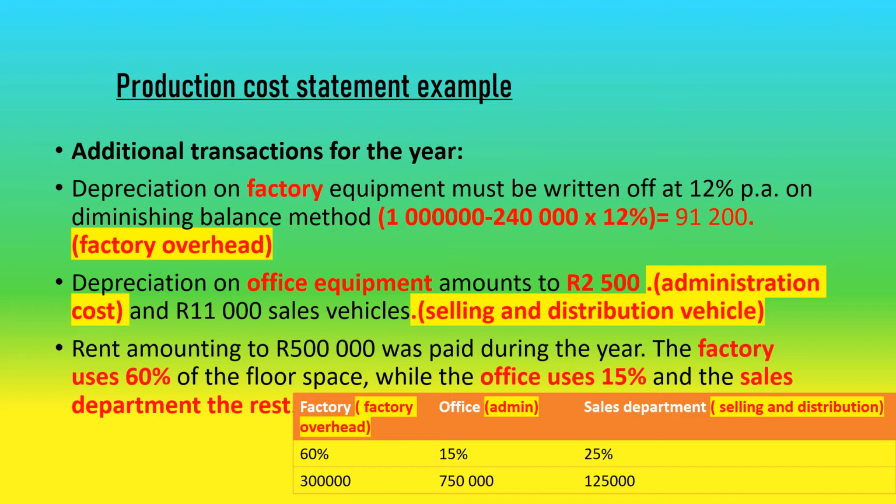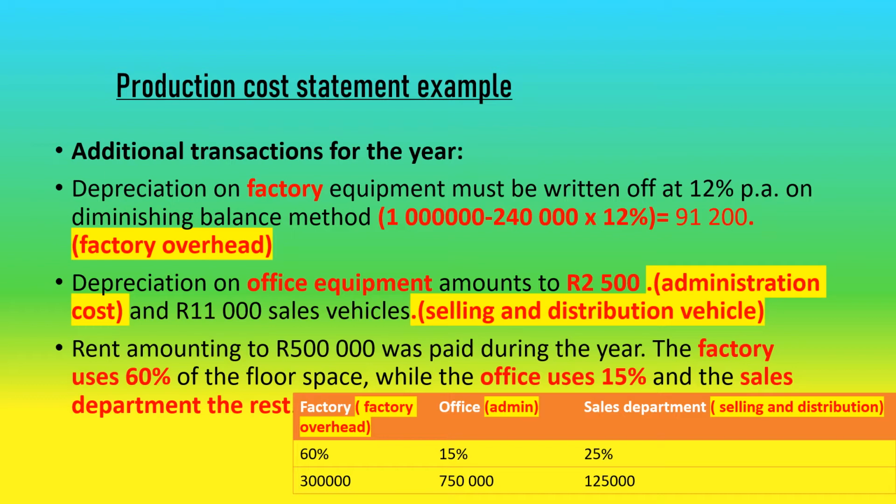Our second one says that depreciation on office equipment amounts to 2,500. Because office equipment is accounted as an administration cost, we did not need to calculate the depreciation on office equipment. They already gave it to us. Then it says 11,000 rand for the sales vehicle. This is the cost incurred for the sales vehicle, which was 11,000 rand, and that's why it goes into our selling and distribution cost.